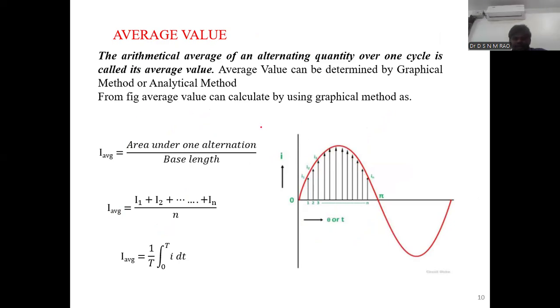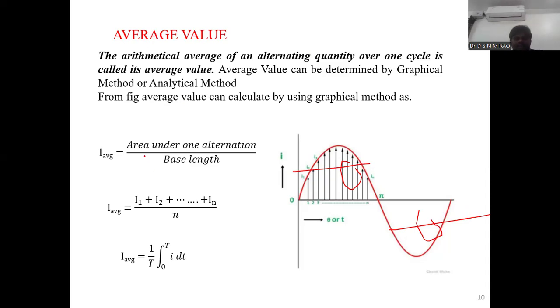From the below figure, we can calculate the average value using the graphical method. Let us divide the positive half cycle into a number of equal parts. Why? Because for a symmetric waveform, the average value should be calculated for the half cycle only. For an unsymmetric waveform, it is the full cycle. If you calculate the average value over the full cycle of a symmetric waveform, these are the positive values and these are the negative values, so positive and negative values will cancel. So for a symmetric waveform, the average value should be calculated for the half cycle only.